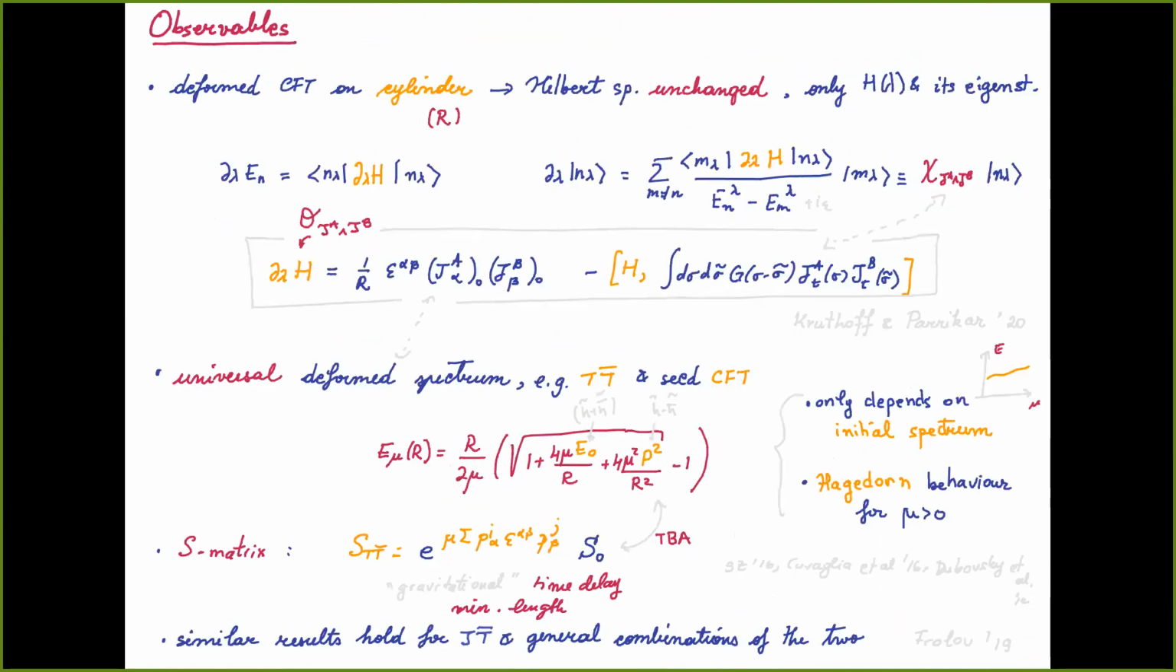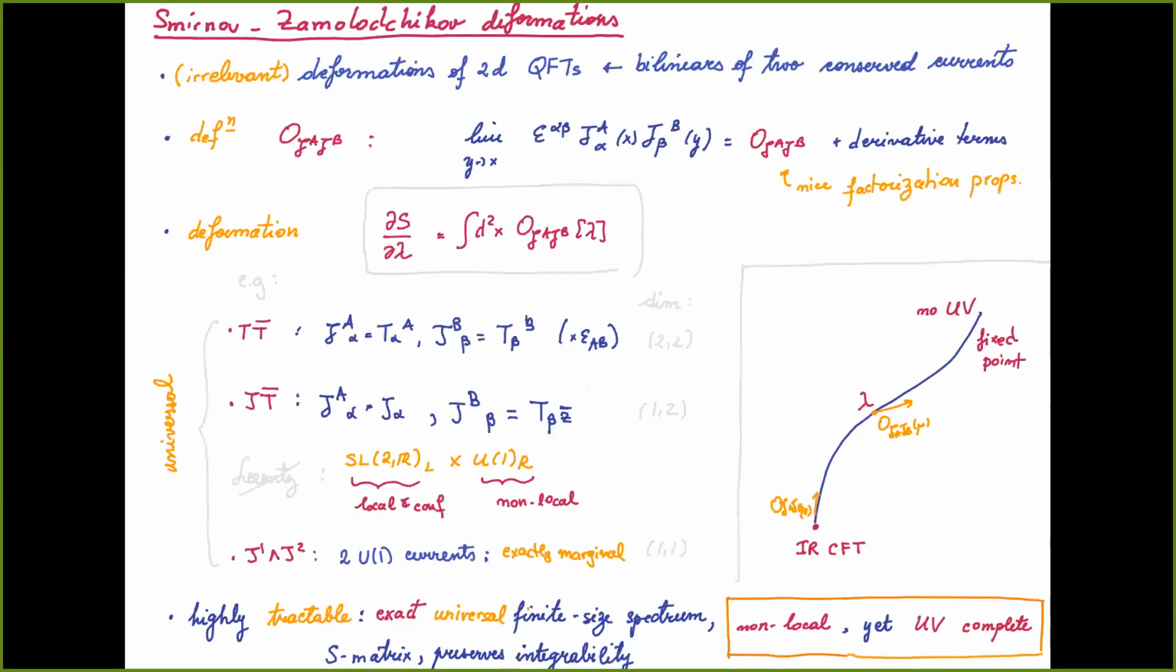Sorry, Monica. Probably a very stupid question. When you say if J and J bar are conserved, and you deform by this, this is exactly marginal. Is that always true? I mean, of course, it's marginal, but is it always exactly marginal?